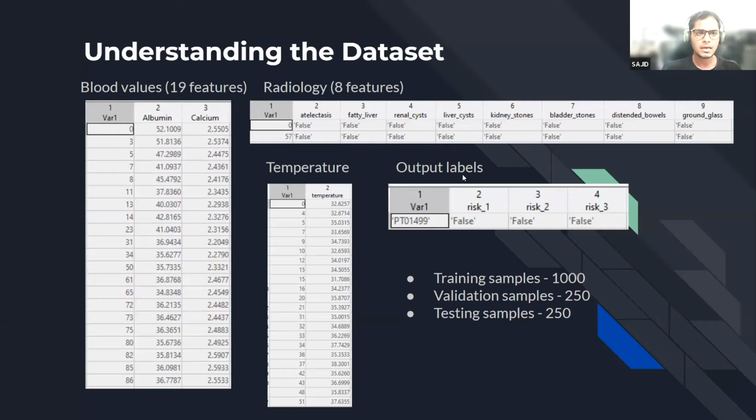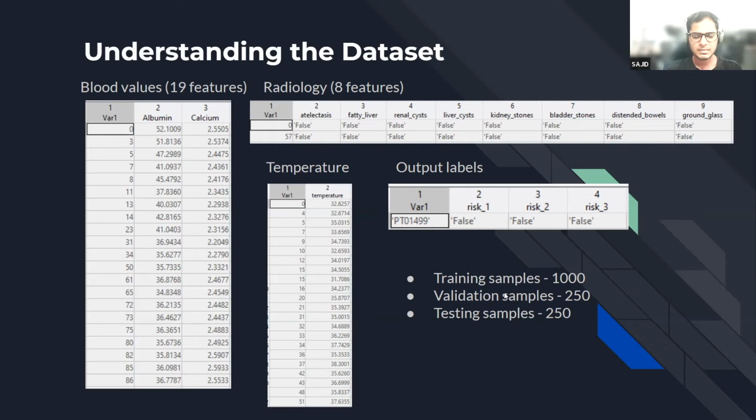Now the data set given to us is a mix of textual data and categorical data. As you can see, we have three different data sets: the blood values, the radiology, and the temperature. The blood values has 19 features at different time steps, whereas the radiology is just textual data, true and false. And we have temperature readings, which is also time series data, and the output is the 3 class labels, 3 columns of labels. The training samples are 1,000, and validation and testing are each 250.